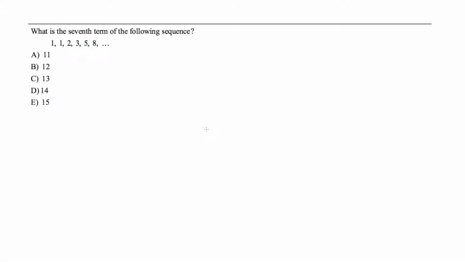What is the seventh term of the following sequence? In this case, we're looking for some type of trend to occur. We have 1, 1, 2, 3, 5, 8. So what we want to do is see if some difference is occurring. I'm just going to rewrite all of the 6 terms they give, and they just want us to figure out what the next one is.